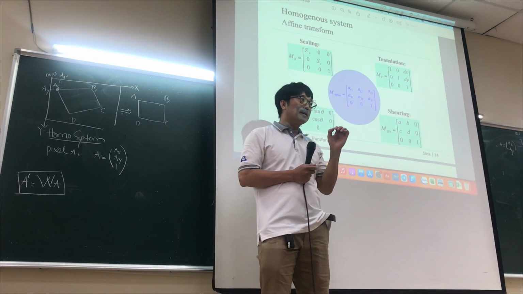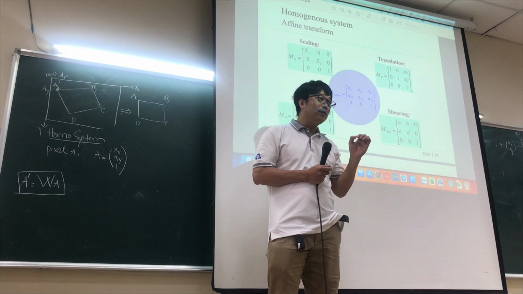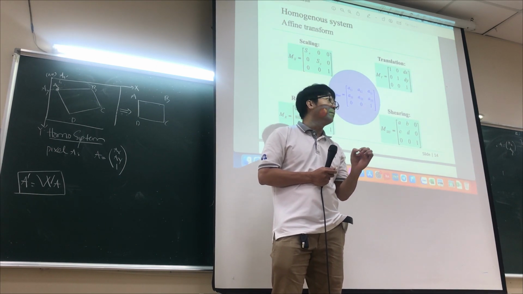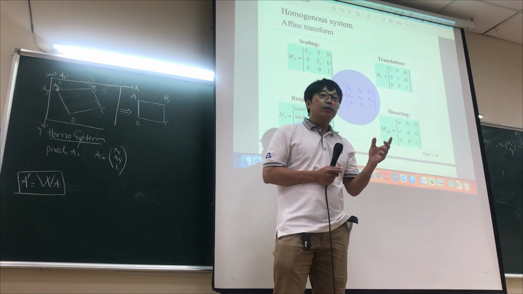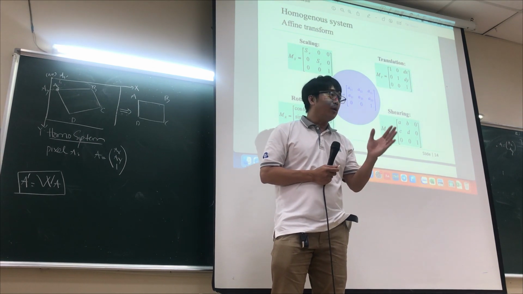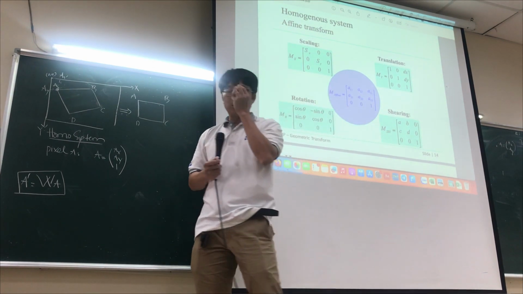6 degree of freedom, DOF. 6 degree of freedom, we call 6 bậc tự do, means that there are only 6. You have to determine 6.